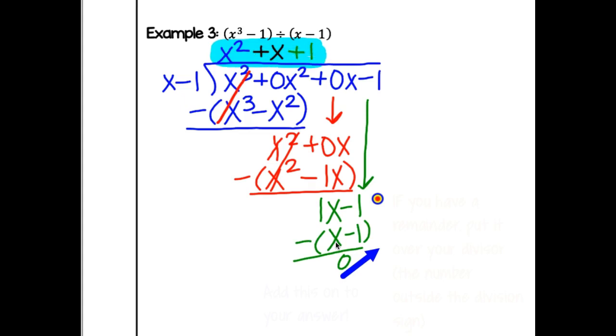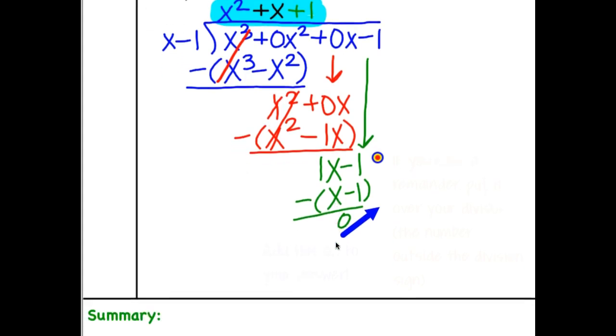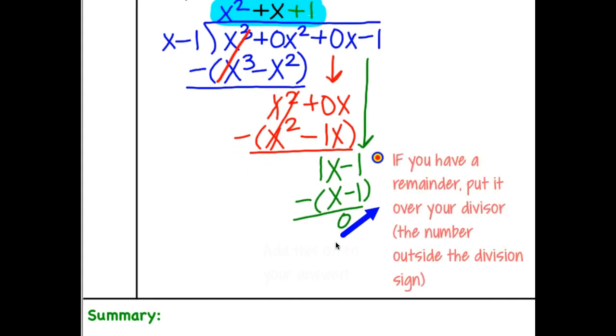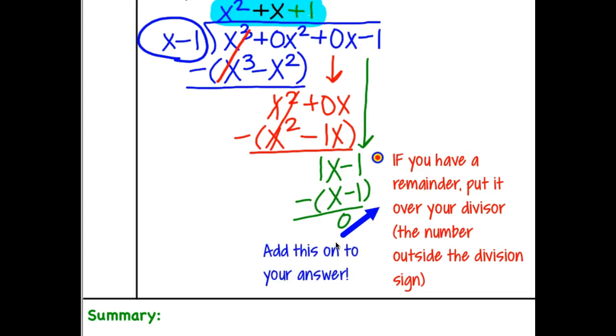Now some of you might be wondering, well, I didn't see a remainder. If there is a remainder, that's going to be that little bit of extra. The thing you have to remember is, if there is a remainder, you're going to put it over your divisor and place it as addition onto your answer. So say this had a remainder of 5. That means that I would have said after the x squared plus x plus 1, plus 5 over x minus 1.